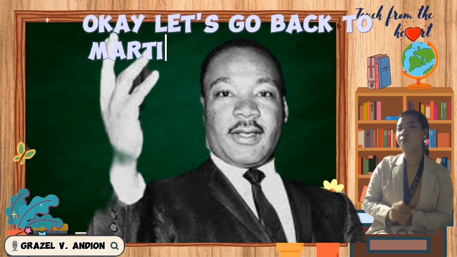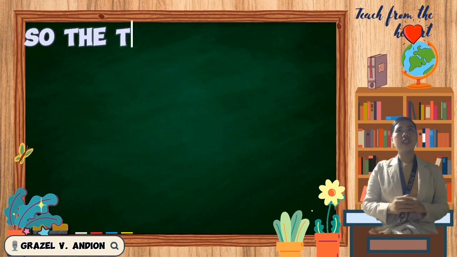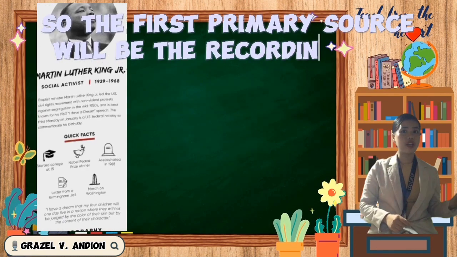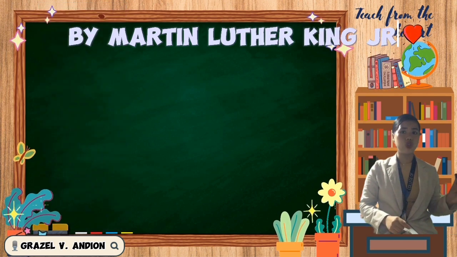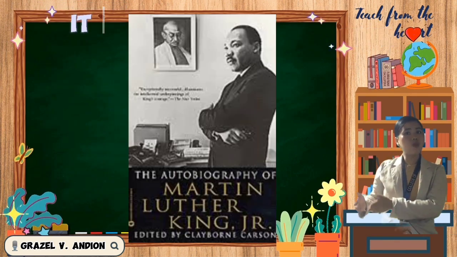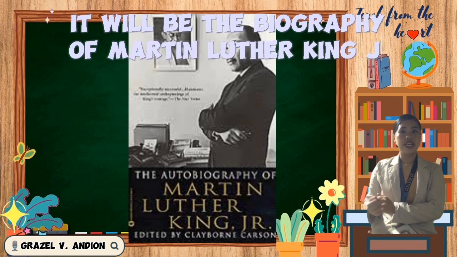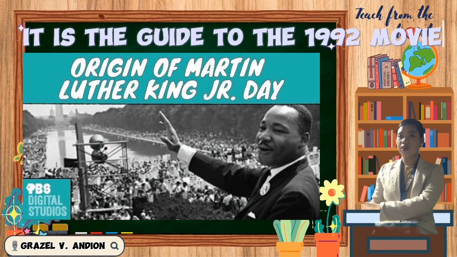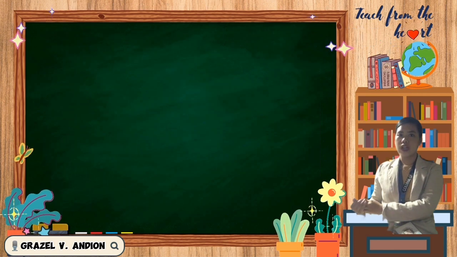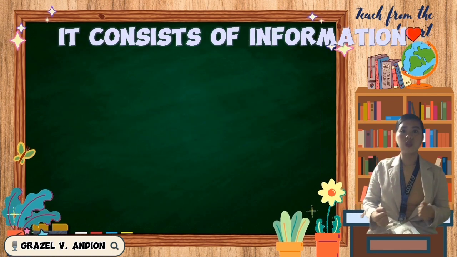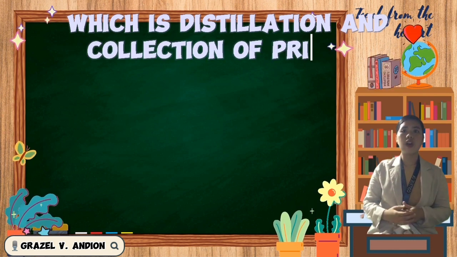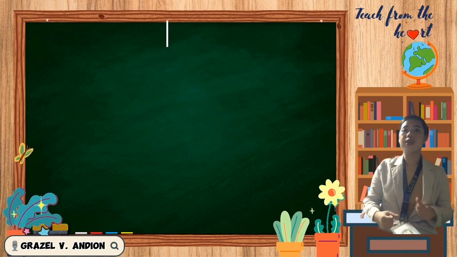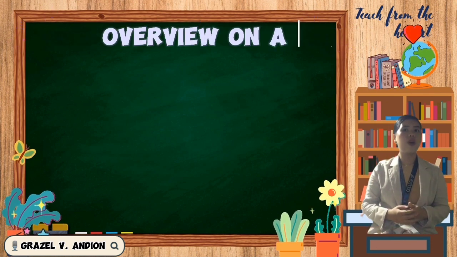Okay, let's go back to Martin Luther King Jr. So the topic will be civil rights. The first primary source will be the recording of a speech by Martin Luther King Jr. For the secondary source, it will be the biography of Martin Luther King Jr. And for our tertiary source, it is the guide to the 1992 movie about Martin Luther King Jr. So we know that tertiary consists of information which is a distillation and collection of primary and secondary sources. Its intended purpose is to repackage an overview on a topic.